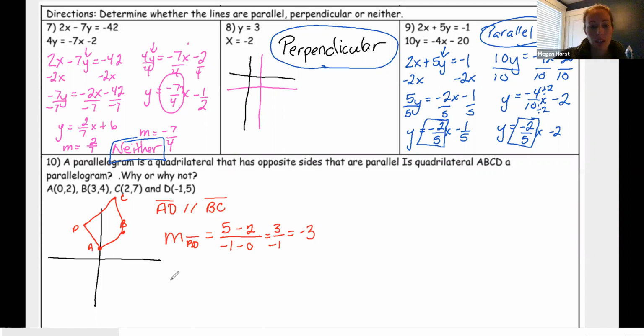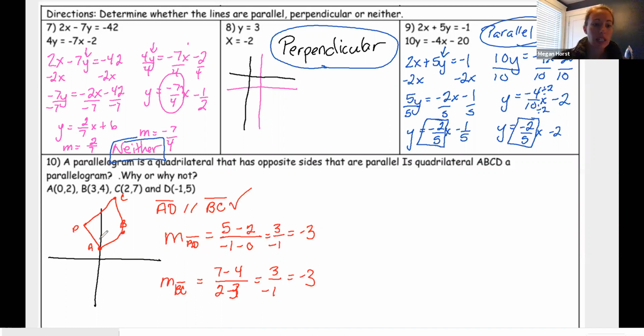I'm going to do the same thing here for BC. I have 7 subtract 4 over 2 subtract 1. That gives me 3 over 1. 7 subtract 4. Oh, 2 subtract 3. I knew I did something wrong. That gives me 3 over negative 1, which yields a negative 3. So notice that these two are parallel.